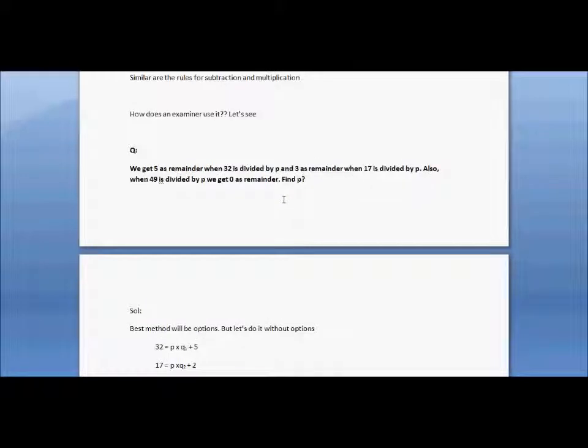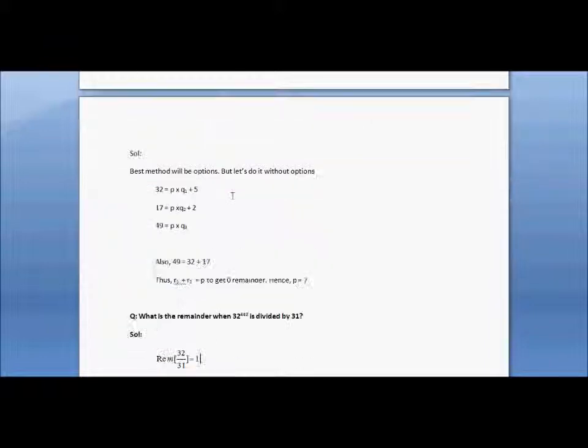Let's see how we get questions from this topic. So this question says we get a remainder 5 when 32 is divided by p, and 2 when 17 is divided by p. Also when 49 is divided by p, we get a 0 remainder, right? Find p. So we can write 32 is equal to p into q1 plus 5, 17 is equal to p into q2 plus 2. Also 49 is equal to p into q3.